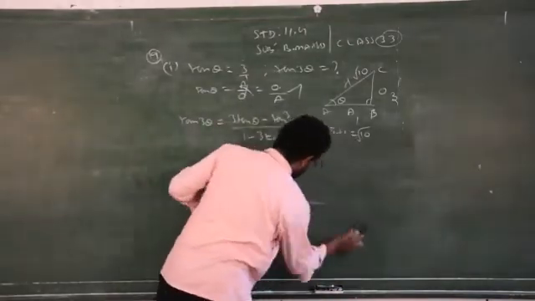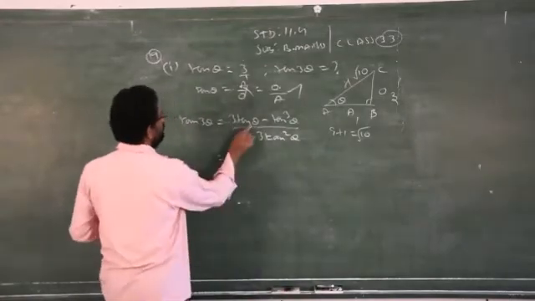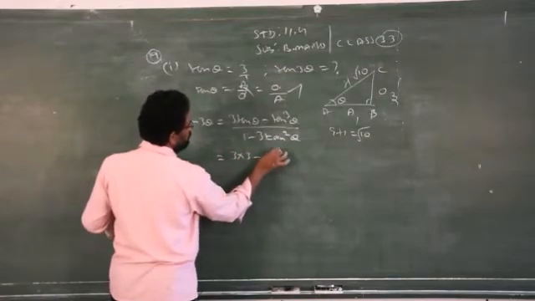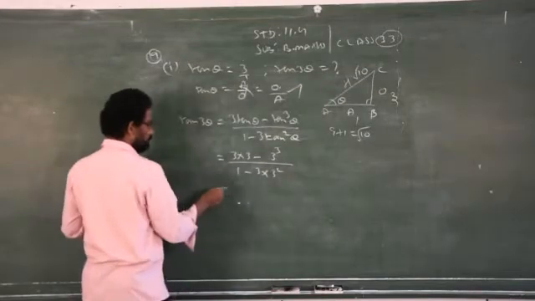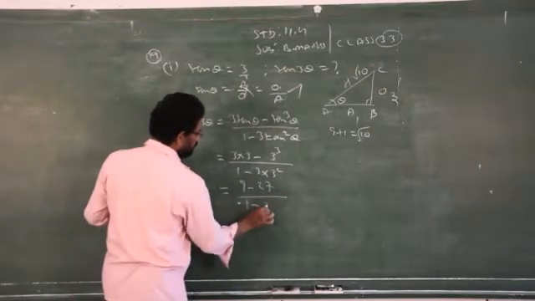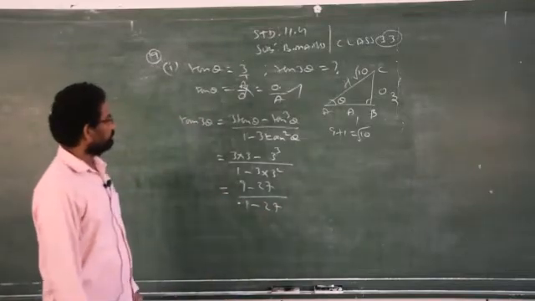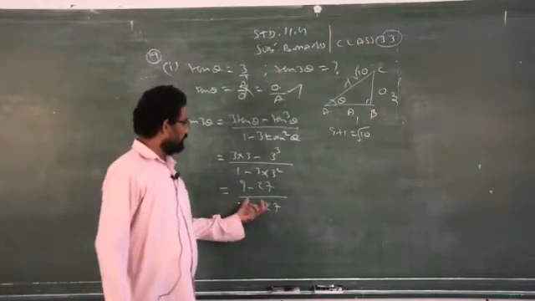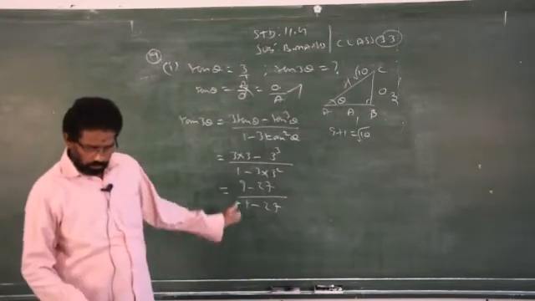Clear? So I am just replacing tan theta by 3 in the formula: 3 times 3 minus 3 cube, by 1 minus 3 into 3 square. Just simplify, that is 9 minus 27 by 1 minus 27. Simplify the numerator and denominator, you will get the answer. Clear? So this you have to do.